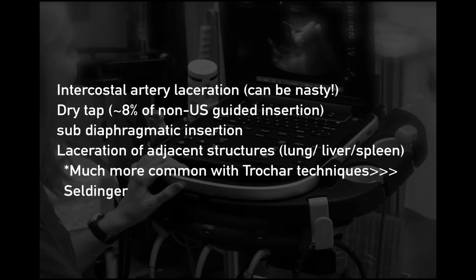In occasional patients, intercostal vessels can be quite tortuous, especially in the elderly. If you stay in the mid-axillary line or posterior axillary line, most of these intercostals should not be crossing the intercostal space, but it can be very helpful to use a linear probe to in fact check for this. Intercostal artery laceration can be quite nasty. It's an infrequent event, but can lead to the requirement for operative intervention. There's also the risk of subdiaphragmatic insertion, laceration of adjacent structures such as the lung, liver, or spleen. Fortunately, this last part of laceration is much more common with a non-Seldinger technique.